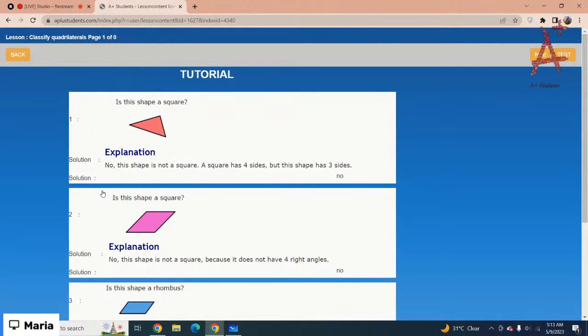Got it? Okay, then the second one: is this shape a square? No, again, this is not a square. A square has all four sides equal in measure, and also all the angles in a square are right angles. All of them must be 90 degrees. Got it?